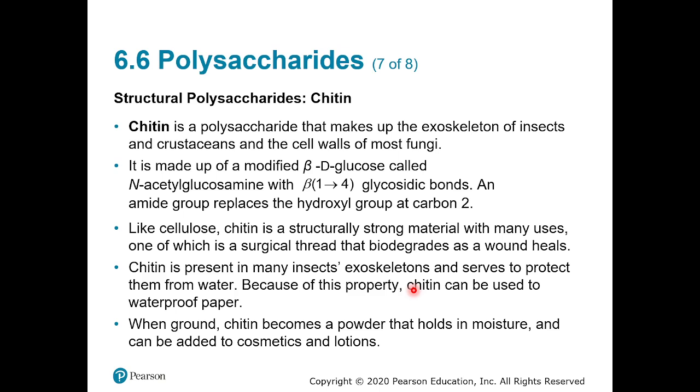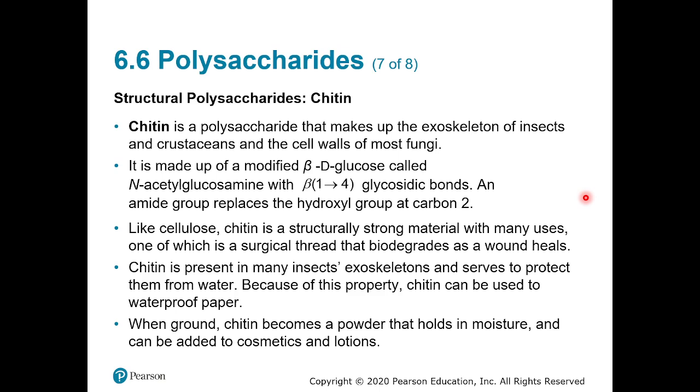So let's talk a bit more about structural polysaccharides. Here we have chitin. This is going to be a polysaccharide. It makes up the exoskeletons of insects and crustaceans. It's also the cell walls of most fungi. And this is actually part of why people have allergies to fungi oftentimes, is chitin structures.